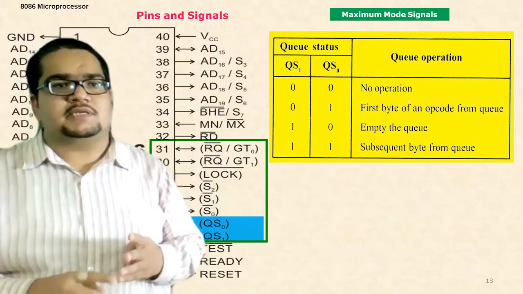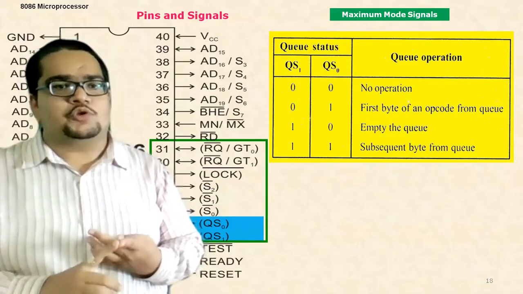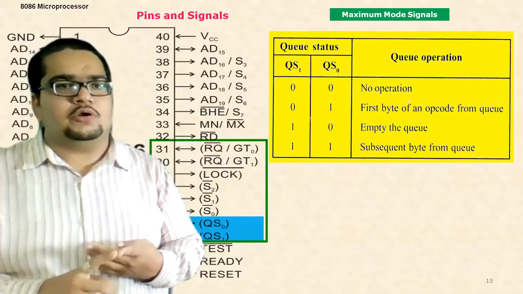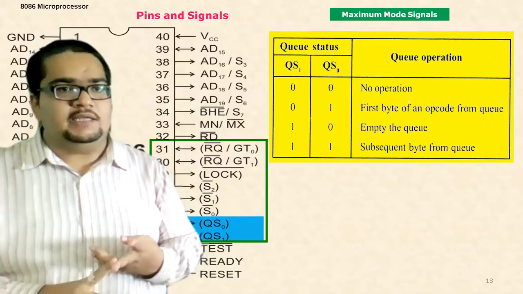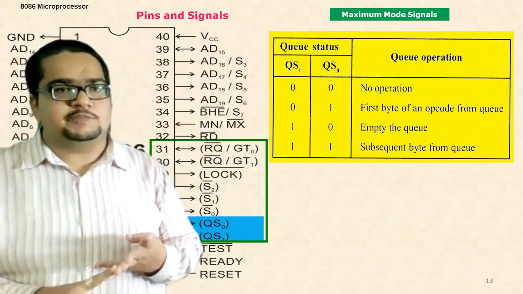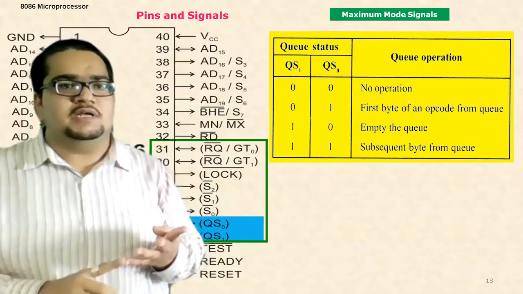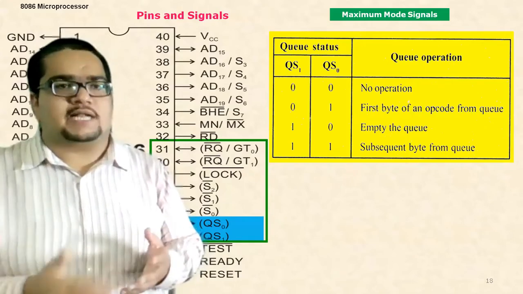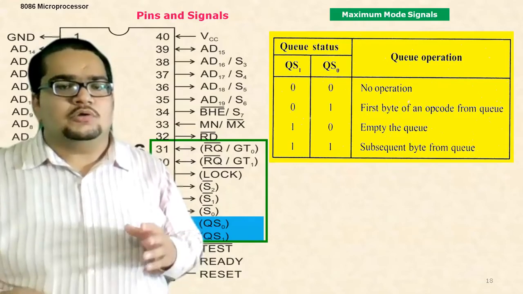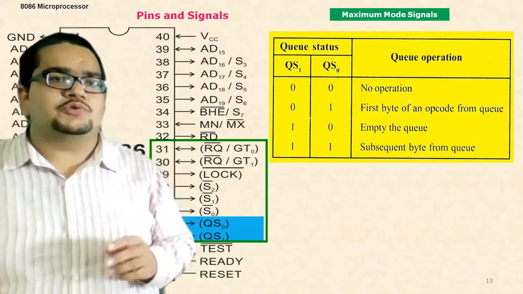So the 4 operations of the queue are: either the queue is not doing anything, no operation is going on, or the queue is empty, or the queue is being accessed for the first byte of the opcode, or the queue is being accessed for the subsequent byte of the opcode, the second byte. So these two lines show us the queue status.